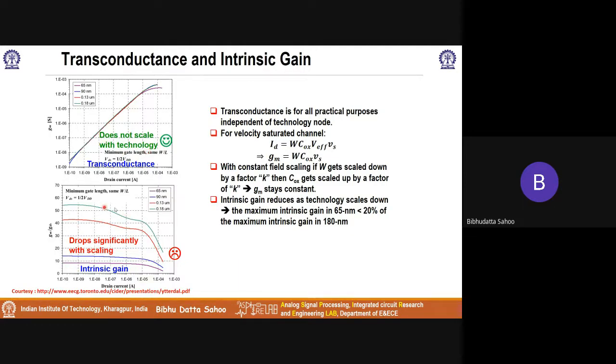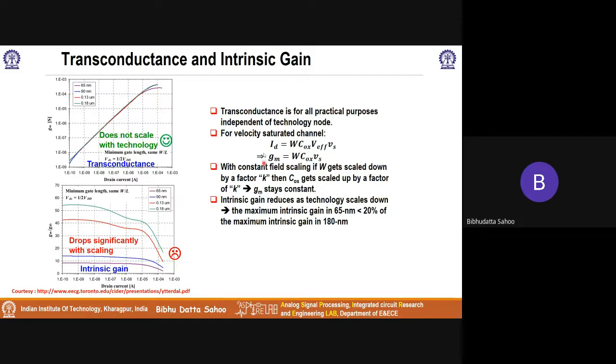Why are these for minimum gate length? Because minimum gate length is what gives you the maximum operating fT, the transit frequency, and therefore the maximum operating frequency. Now at 130 nanometer it drops down, and then at 90 nanometer and 65 nanometer we are well below 10. So there is hardly any gain that we get from a transistor, and we have to come up with fancy techniques to improve the gain. This is not a good thing.